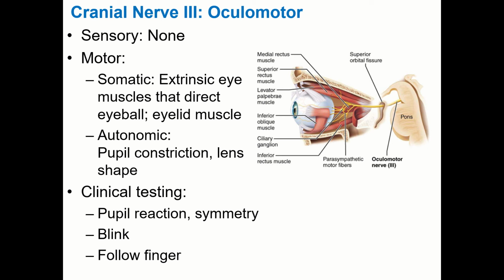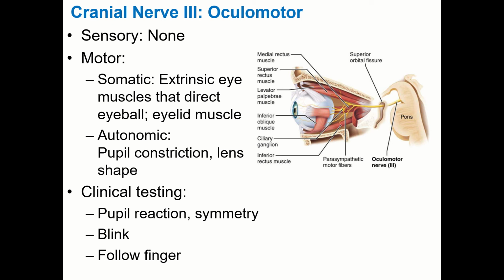And there are 2 other nerves that we're about to talk about that also innervate extrinsic muscles of the eye. And so those are cranial nerves 4 and 6. And those 2 are going to be tested as part of this follow my finger test. So while you're doing the follow my finger test, not only are you testing cranial nerve 3, but you're also testing cranial nerves 4 and 6.